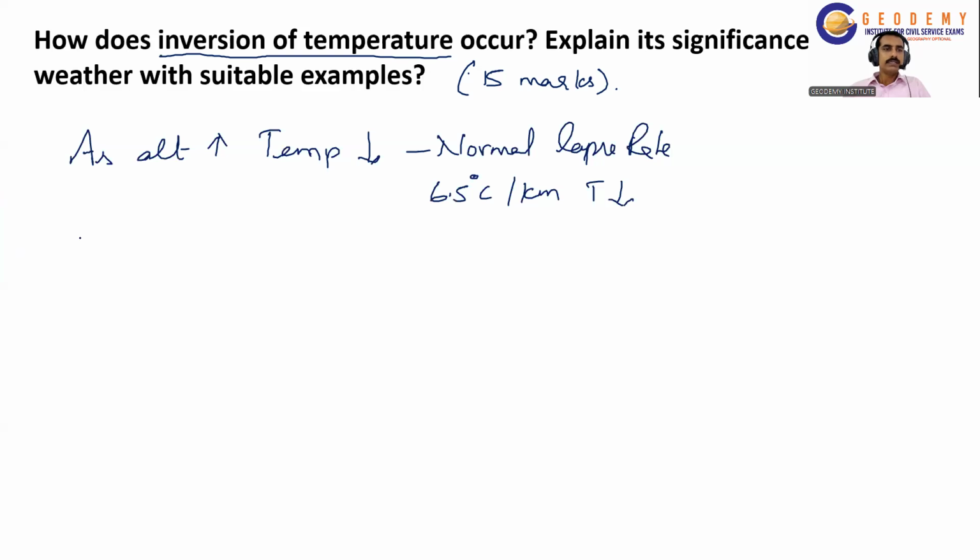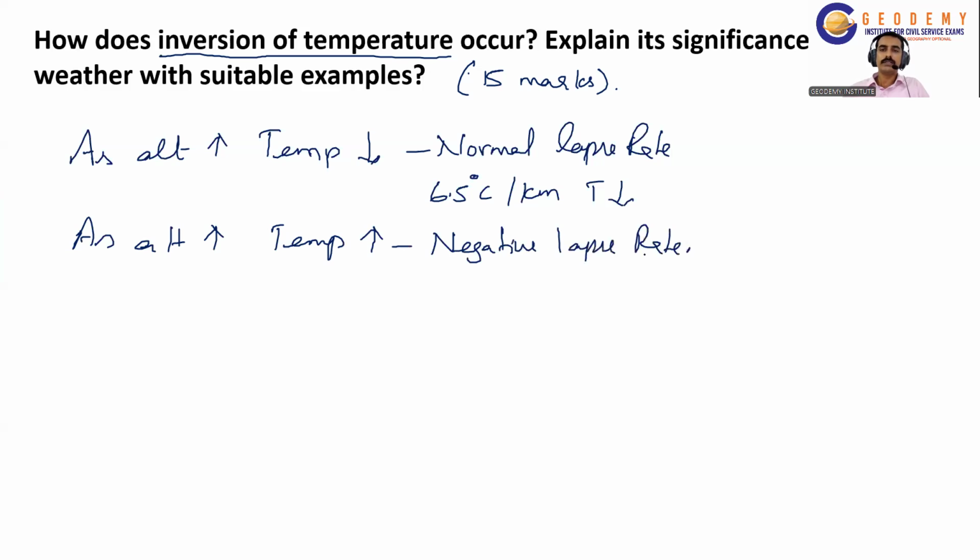Sometimes this decreasing trend is changed. That is, the condition is reversed. So as altitude increases, if the temperature also increases, then this is called negative lapse rate. This negative lapse rate is otherwise called inversion of temperature. So this is the reversal condition of the normal one. Thus, we can give a small intro for this.